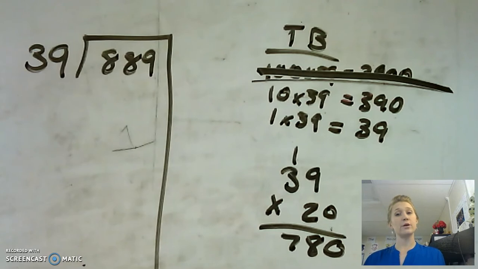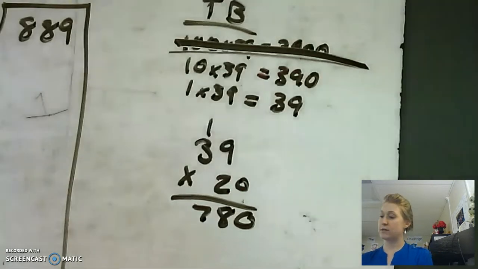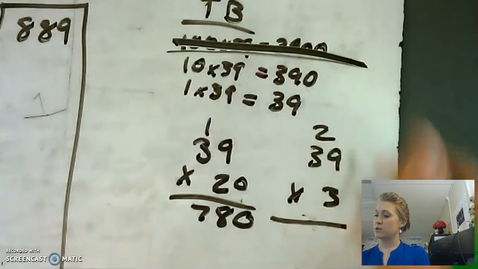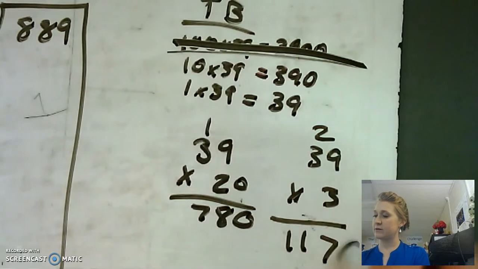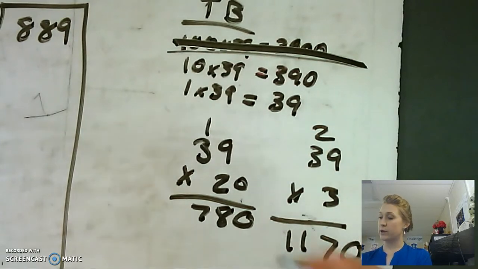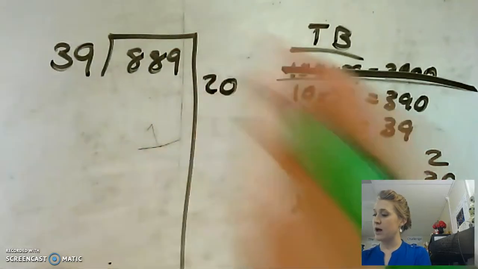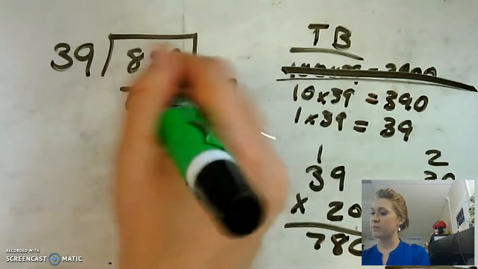Should we do 20 or you want to see what happens if we do 30? Okay, well, let's try 30 and just see what happens. 39, again, my trick, 39 times 3, 27, 9, 10, 11. Too big. So we're going to cross that out. So we're going to go with the 20, right? Put your number on your outside and the answer below.